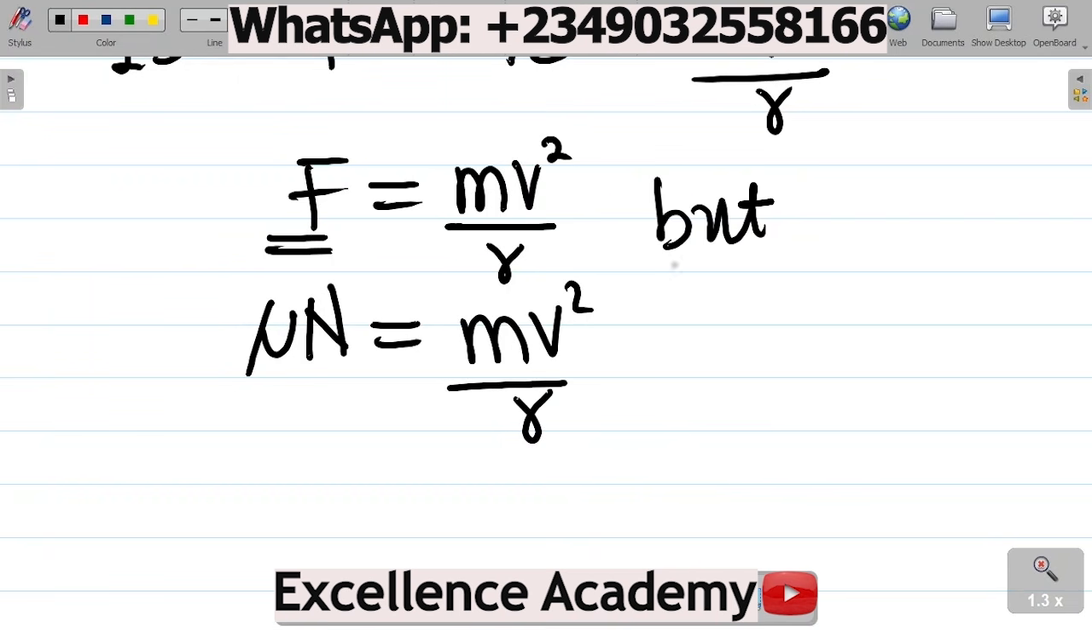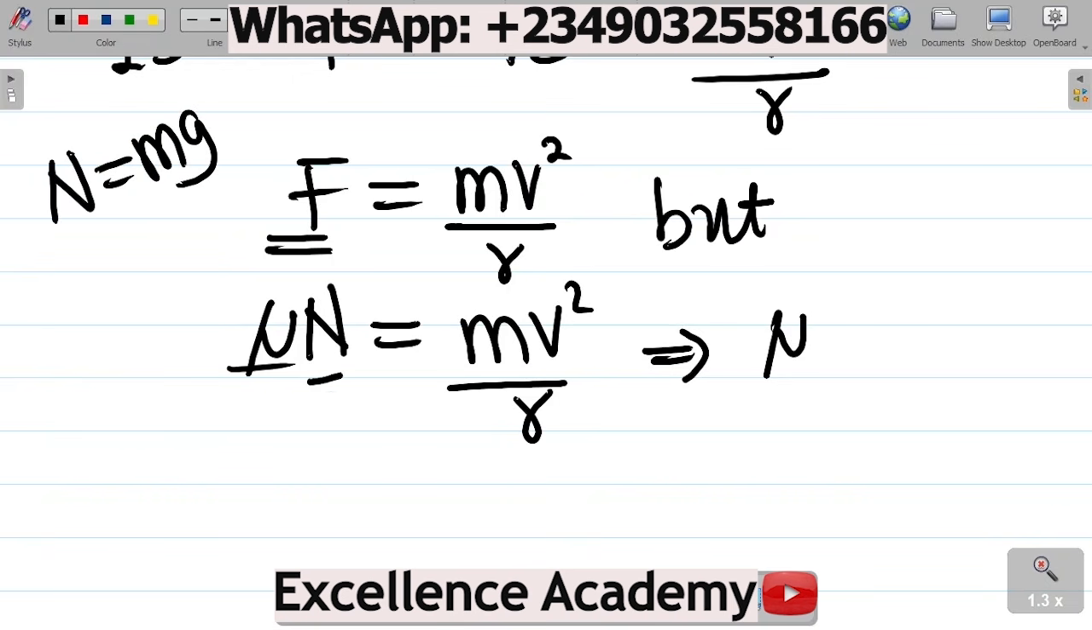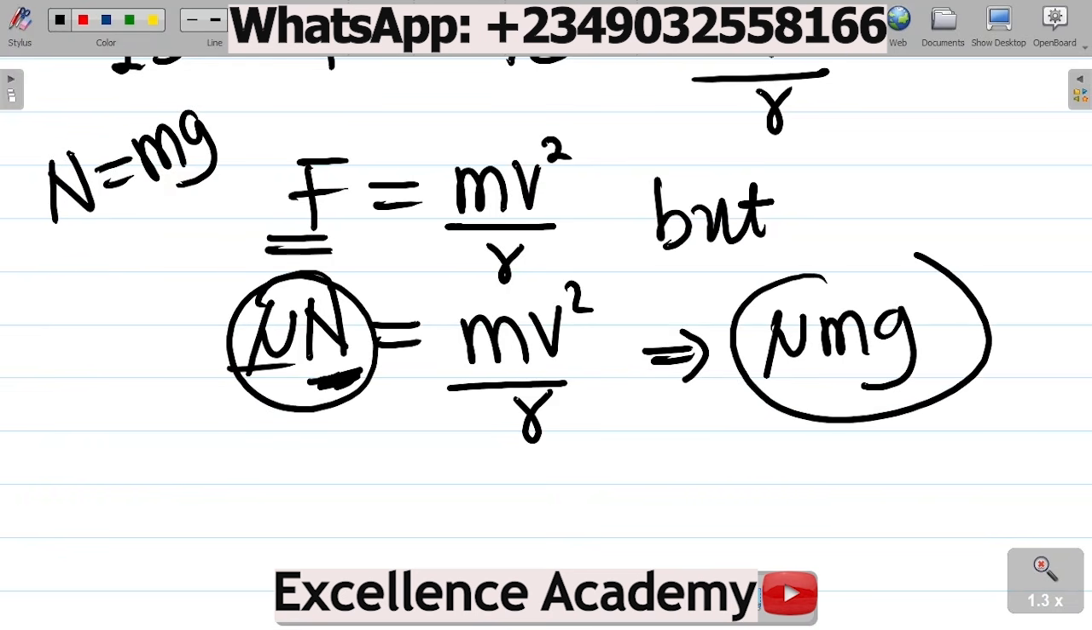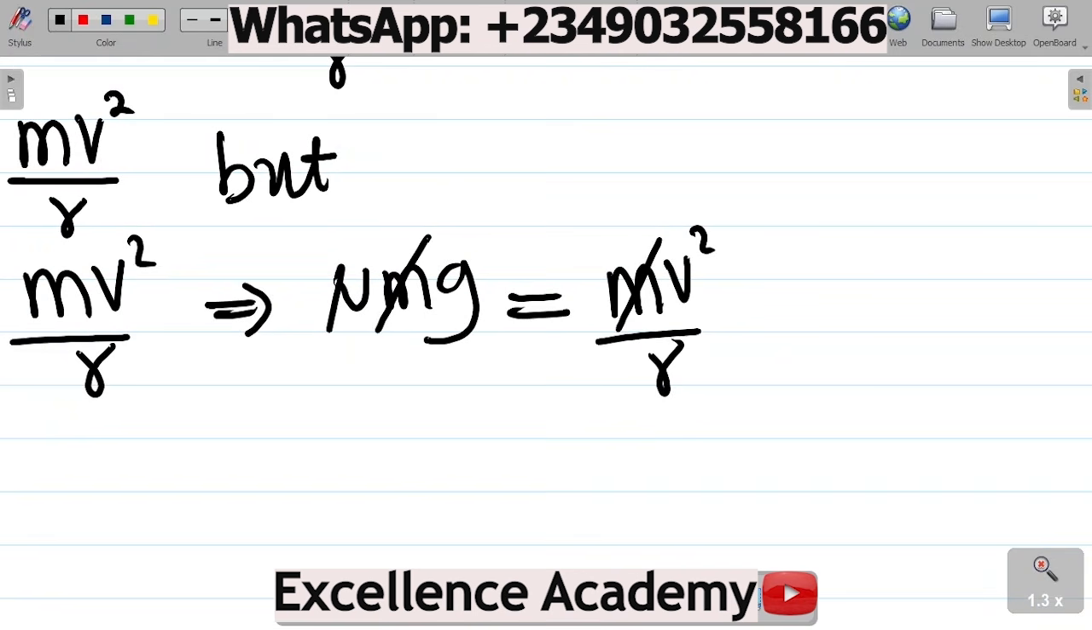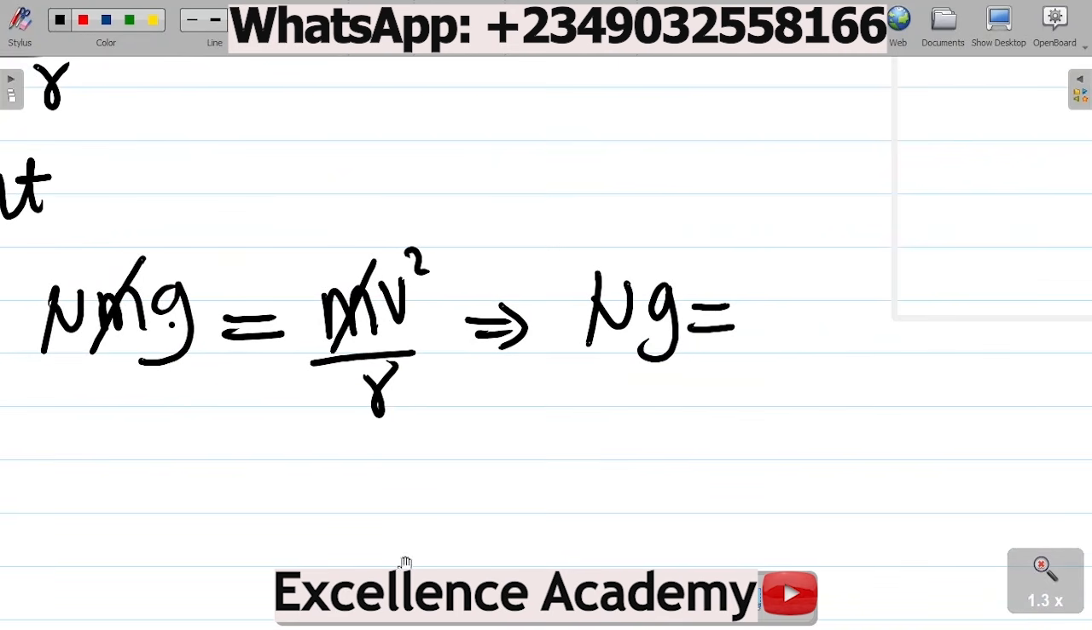Let's bring in more parameters. From here, we have mu. Recall that normal reaction N is equal to mass times gravity. I'll replace this and bring in mass times gravity. So mu N becomes mu times mass times gravity, is equal to, on the right hand, mv squared over r. M will cancel M, that's gone. From here, we can say that mu times g is equal to v squared over r.